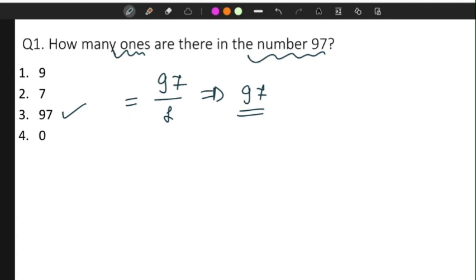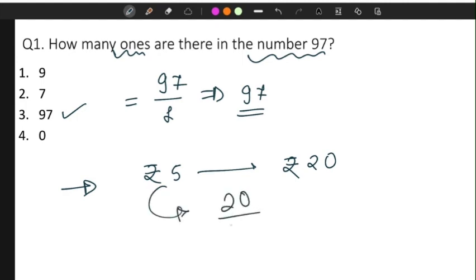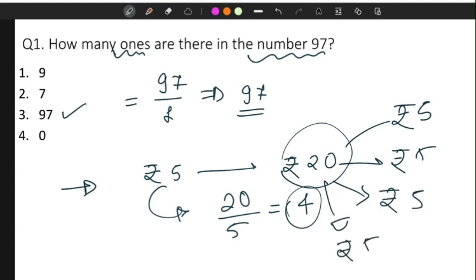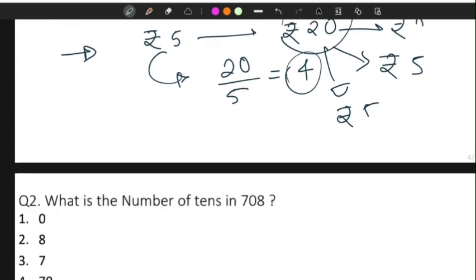For example, if I ask you how many 5 rupees are there in 20 rupees, what will you do? 20 divided by 5, that is, there are 4 five-rupee notes in 20 rupees. That is, we can divide 20 rupees into 5 rupees, 4 times. Similarly, how many ones are there in 97? We divide it by 1. Got it? In this way, we have calculated the answer.